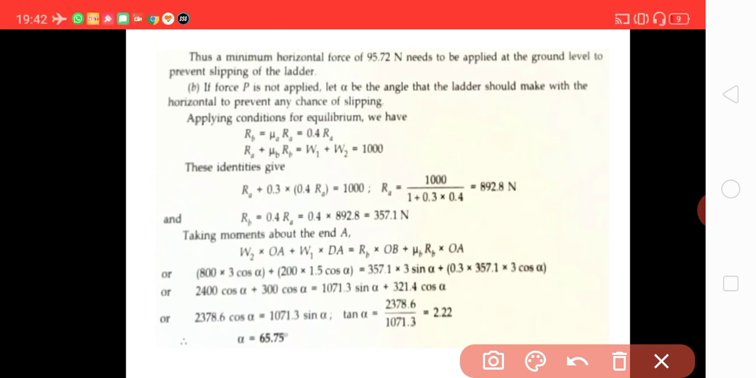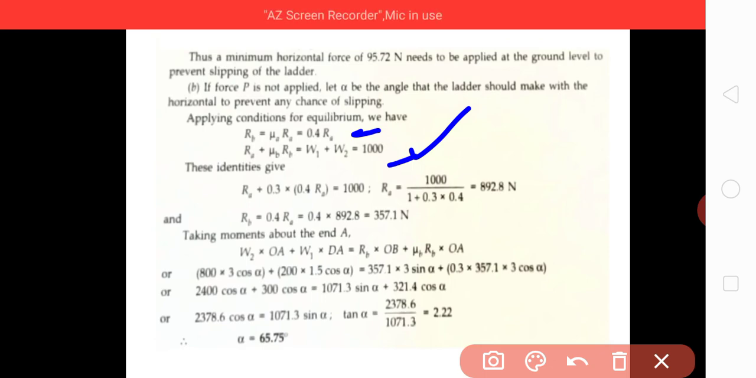Resolving vertically, RA plus mu B RB is equal to W1 plus W2, that is 1000. Okay. This is horizontal resolve, this is the vertical resolve. The identities will be same like this. RA plus 0.3 into 0.4 RB is equal to 1000, and RA will be this much. RB is 0.4 RA, that is 357 Newton.